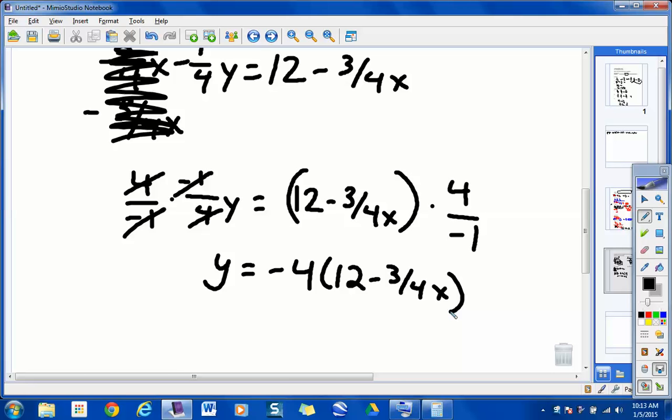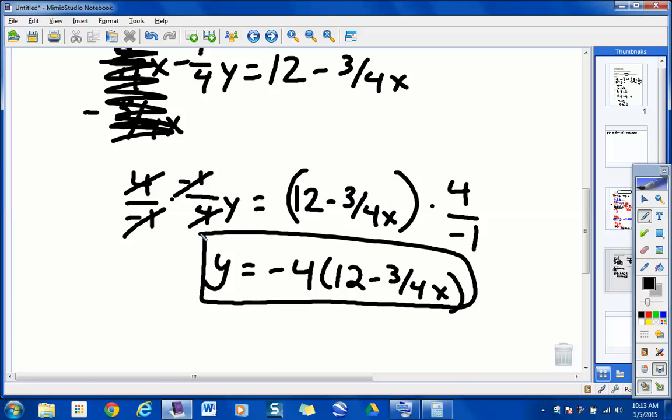Well, you could get rid of parentheses. You could distribute. It would be 48 minus 3x, but I'm not going to go that far. You guys okay with that? It's a tricky one. If you're solving for one variable, get the other one to the other side first, right? So let's try one more example here. You guys have this down right here? Let me know when you've got it. We'll talk our way through the next one together.